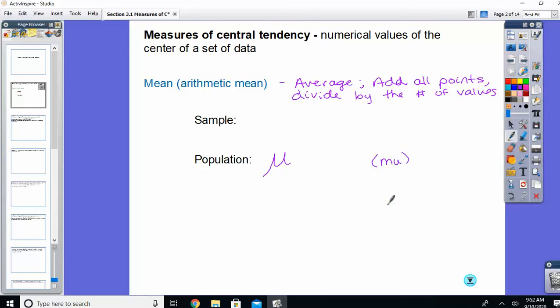Okay, so just a Greek letter. Statistics have a lot of those. So if I'm talking about the population, I might just say find mu. And I expect you know that's just an average.